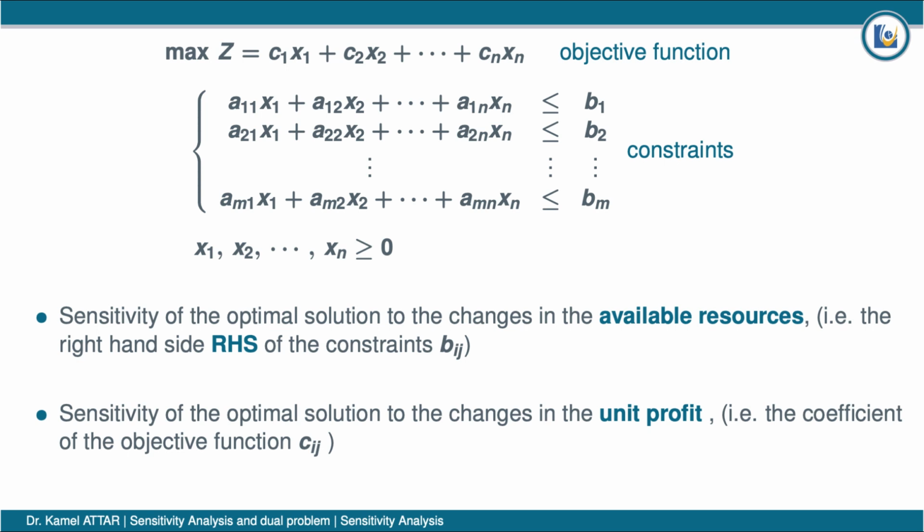In this video, sensitivity analysis is used to answer two types of questions. The first point is, how do changes in the available resources affect the optimal solution? The available resources are represented by the right-hand side in the constraints. The second point is, how do changes in the unit profit or unit cost affect the optimal solution? The unit profit or unit cost are represented by the coefficients in the objective function.